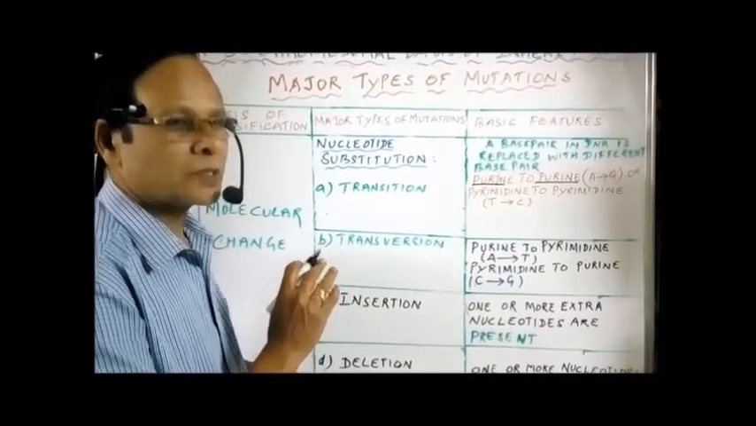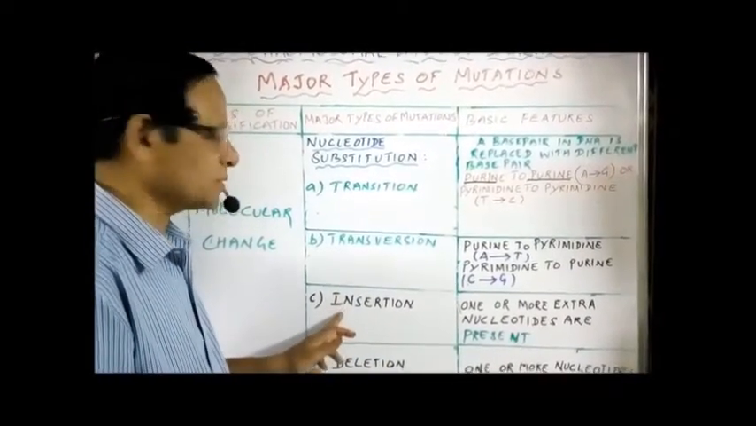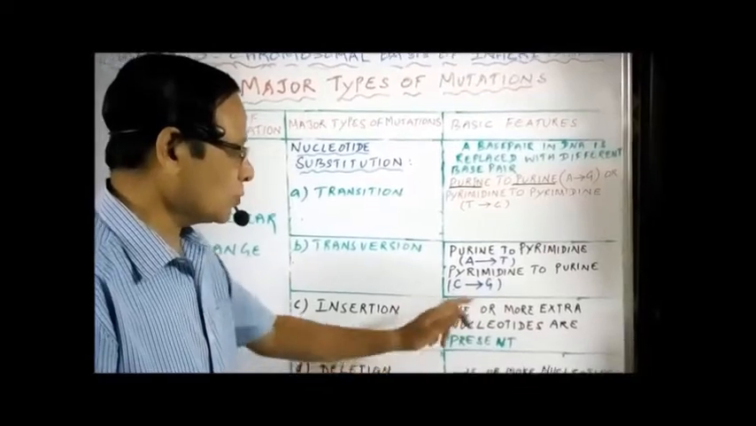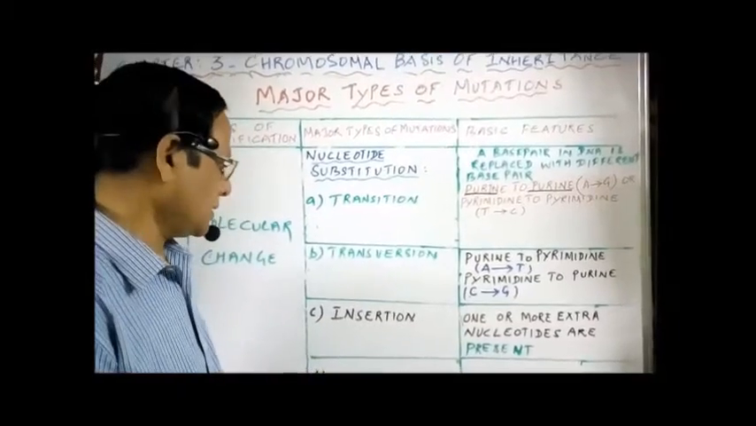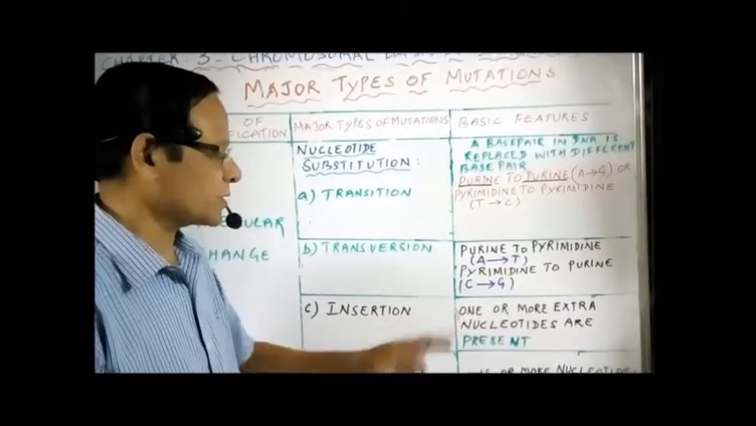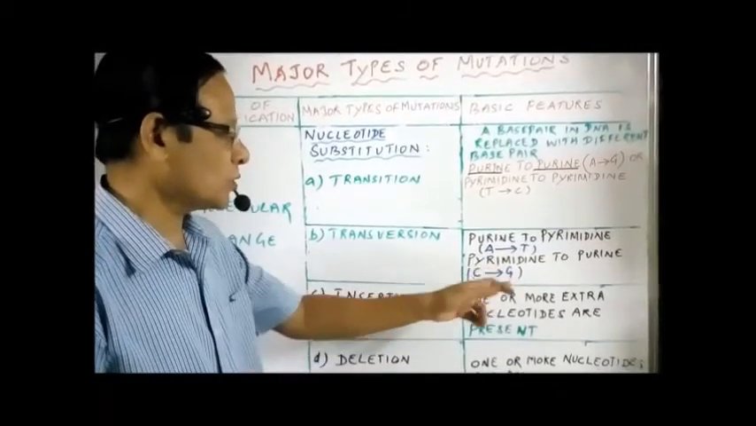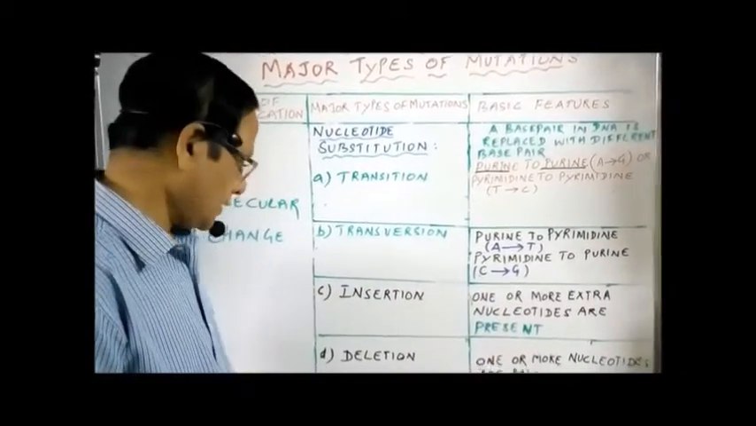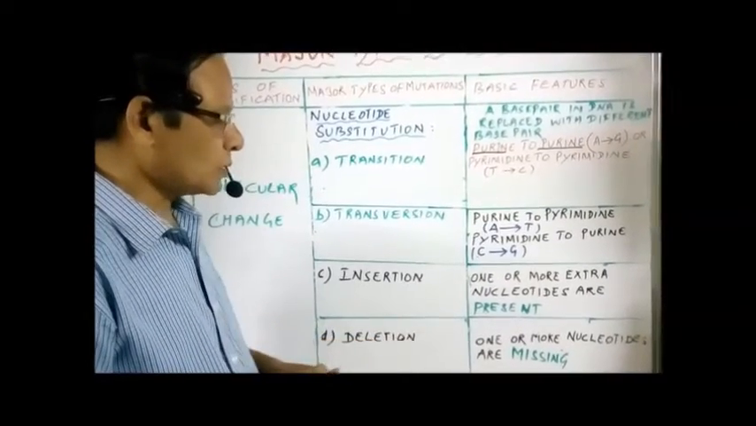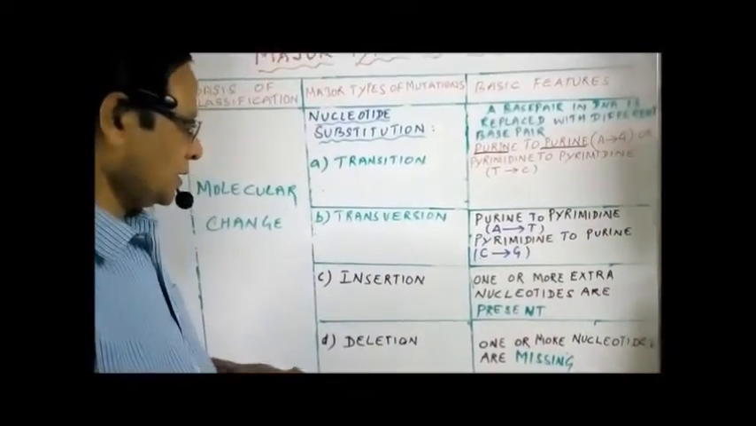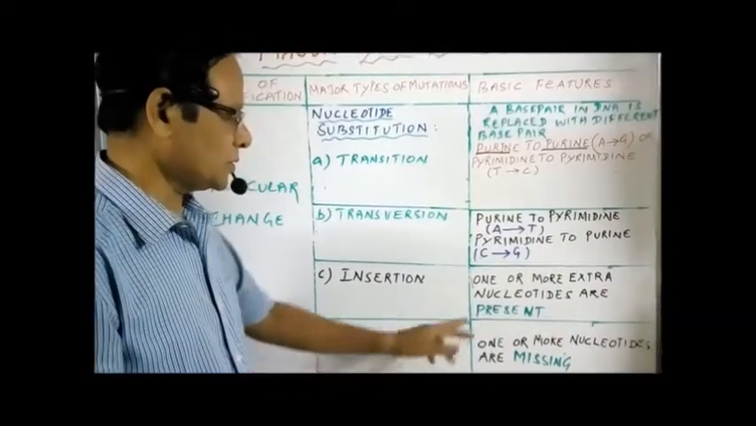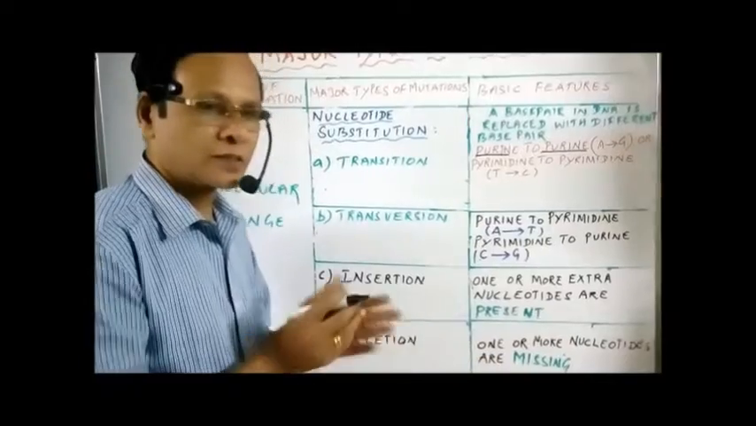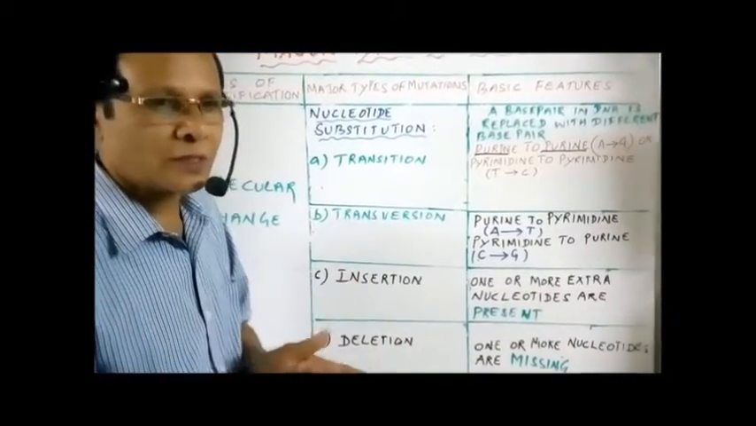Now this is insertion, that is a common one, addition. This is not the frame shift insertion or deletion, this is a common insertion of nucleotides. So one or more extra nucleotides are added, and that is called insertion. The next one, just opposite, deletion. One or more nucleotides are absent or missing, and that is called deletion, removal. This is addition, this is removal. So extra nucleotides are present here, and there, some nucleotides are missing or lost.